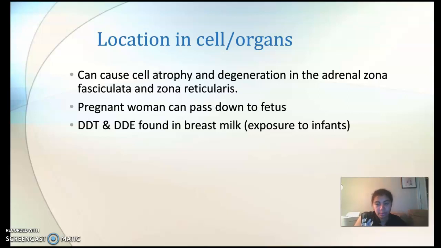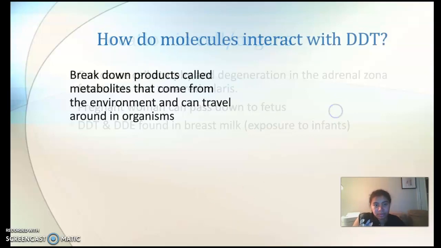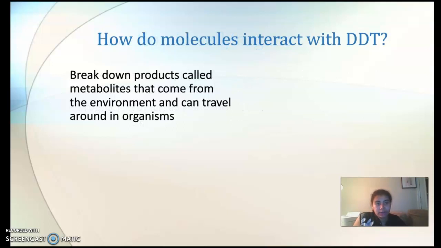Pregnant women can also pass DDD down to the fetus, and they have to make sure that it's okay for the baby to drink the breast milk of the mom, so infants can be exposed to it. So how do molecules like the cell interact with DDT? It breaks down into products called metabolites, and they come from the environment and can travel around in animals and other organisms like us.